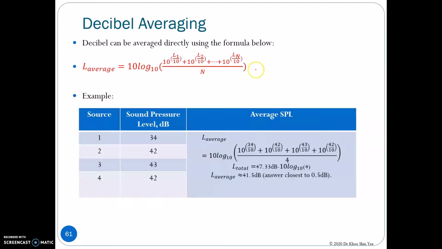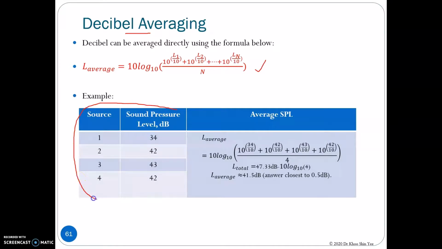Please correct it. This formula can be used to compute the decibel averaging, where you see the similarity of this formula with the decibel addition. Without the N here, this will change to L total, which is the decibel addition formula.